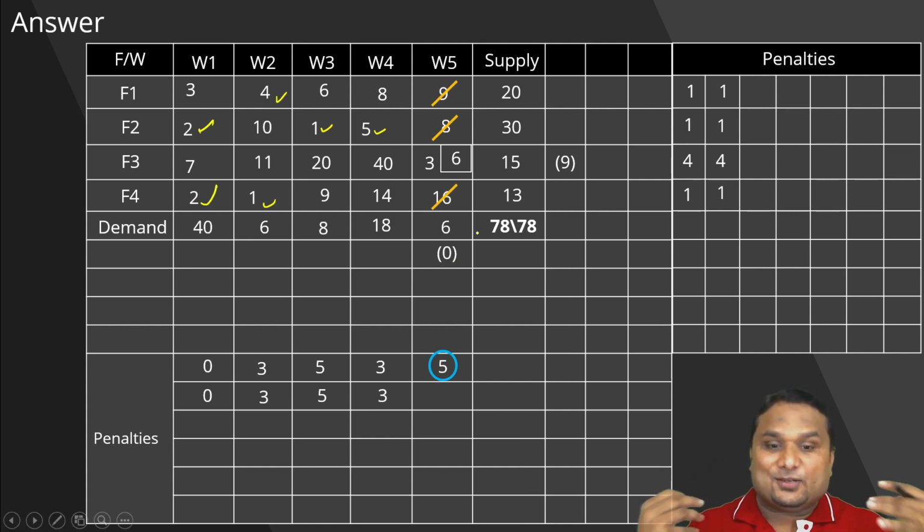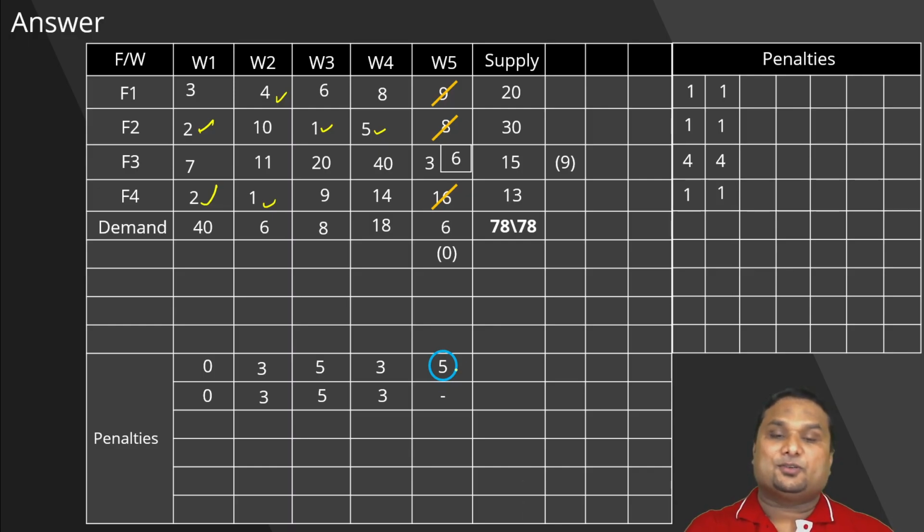So we are not going to find out the penalty because it has got completed. So we will put a hyphen over here, and a hyphen over here. So now have a look at the penalties. The row penalties are 1 1 4 1, and the column penalties are 0 3 5 3.